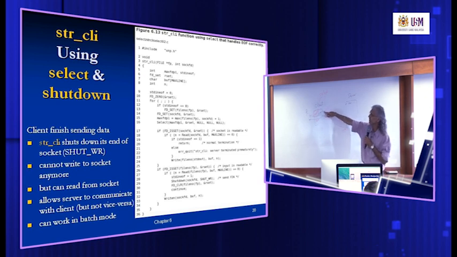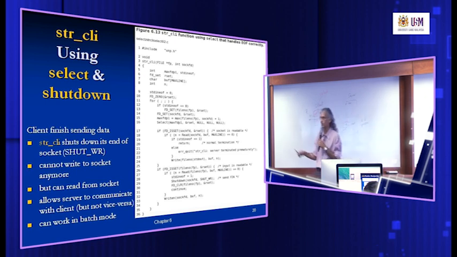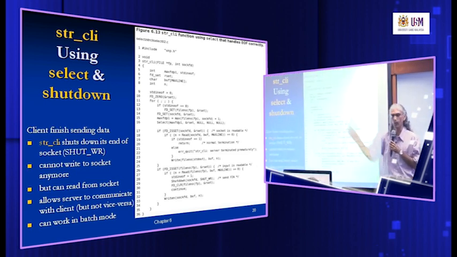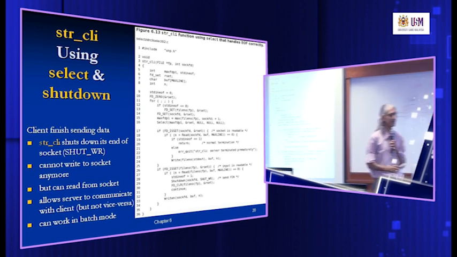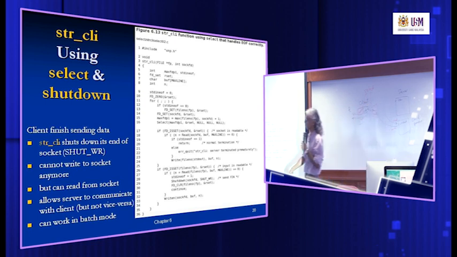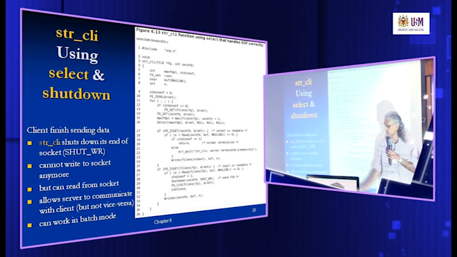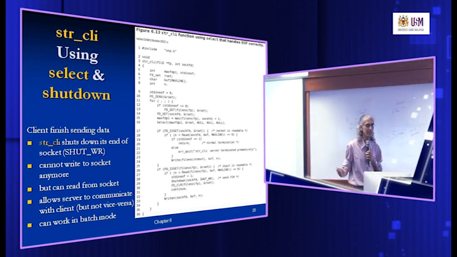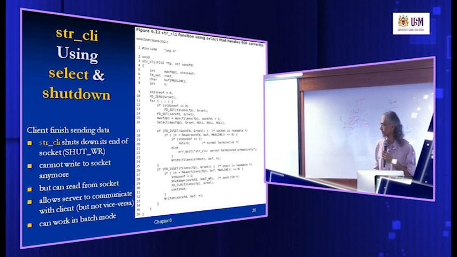We have shut down our socket for writing purposes. Our read is still open. So we just continue monitoring the socket for any new data coming in from the server, but we're not going to send anything anymore. So that's how it works. The select now will only monitor the socket. It will not monitor the standard input. So it allows the server to communicate with the client, but not vice versa. This particular version should be able to work in batch mode. It's slightly more complicated, but more comprehensive monitoring.